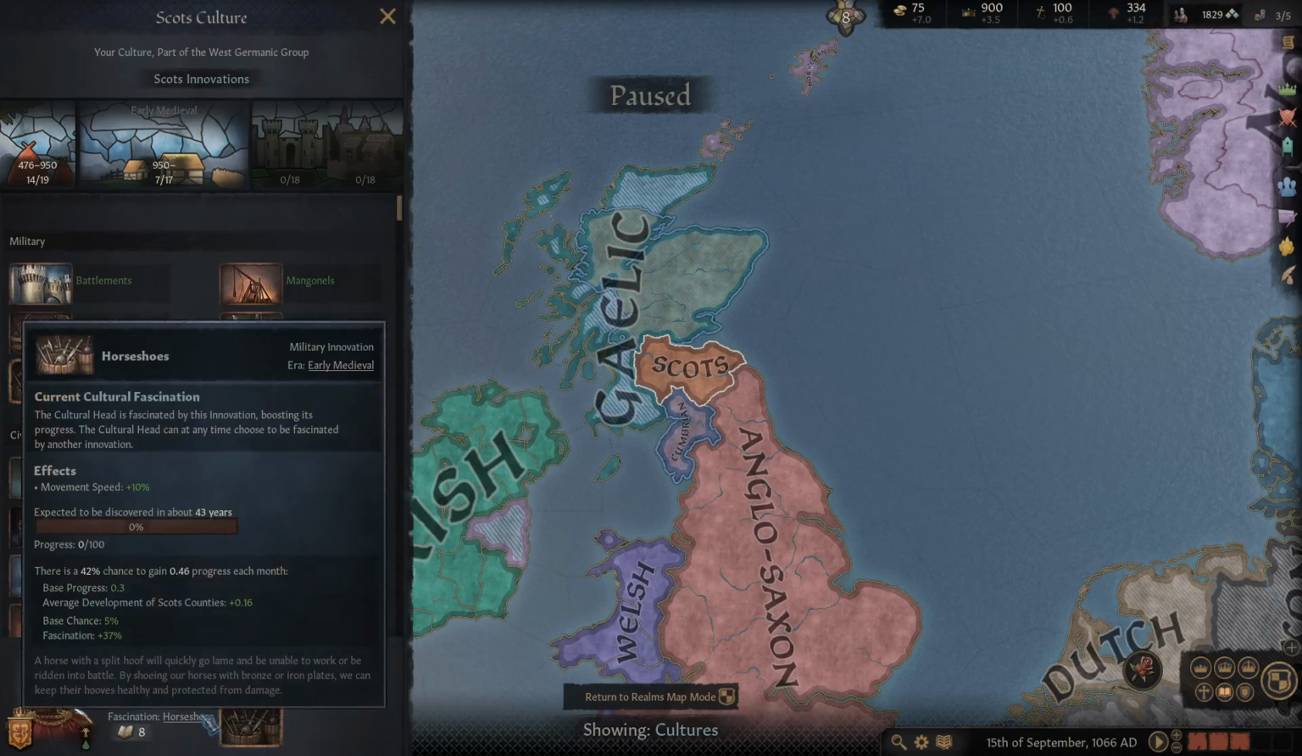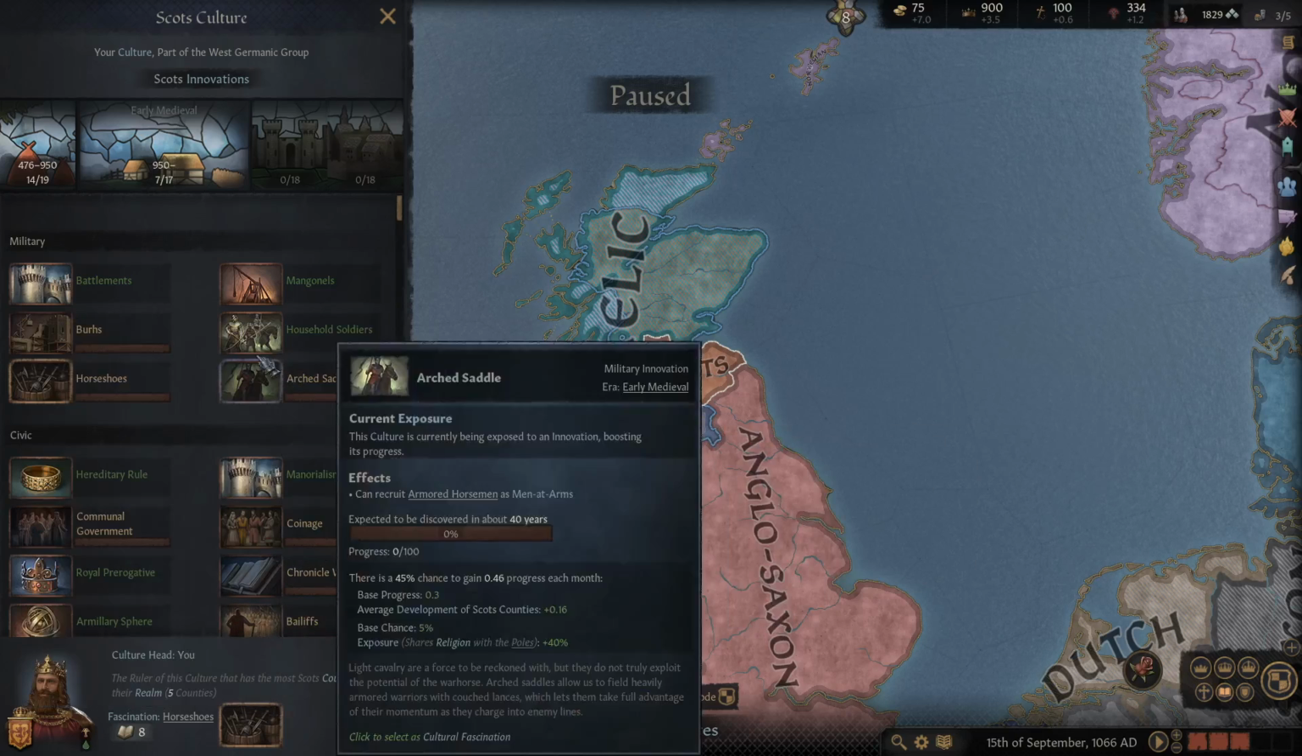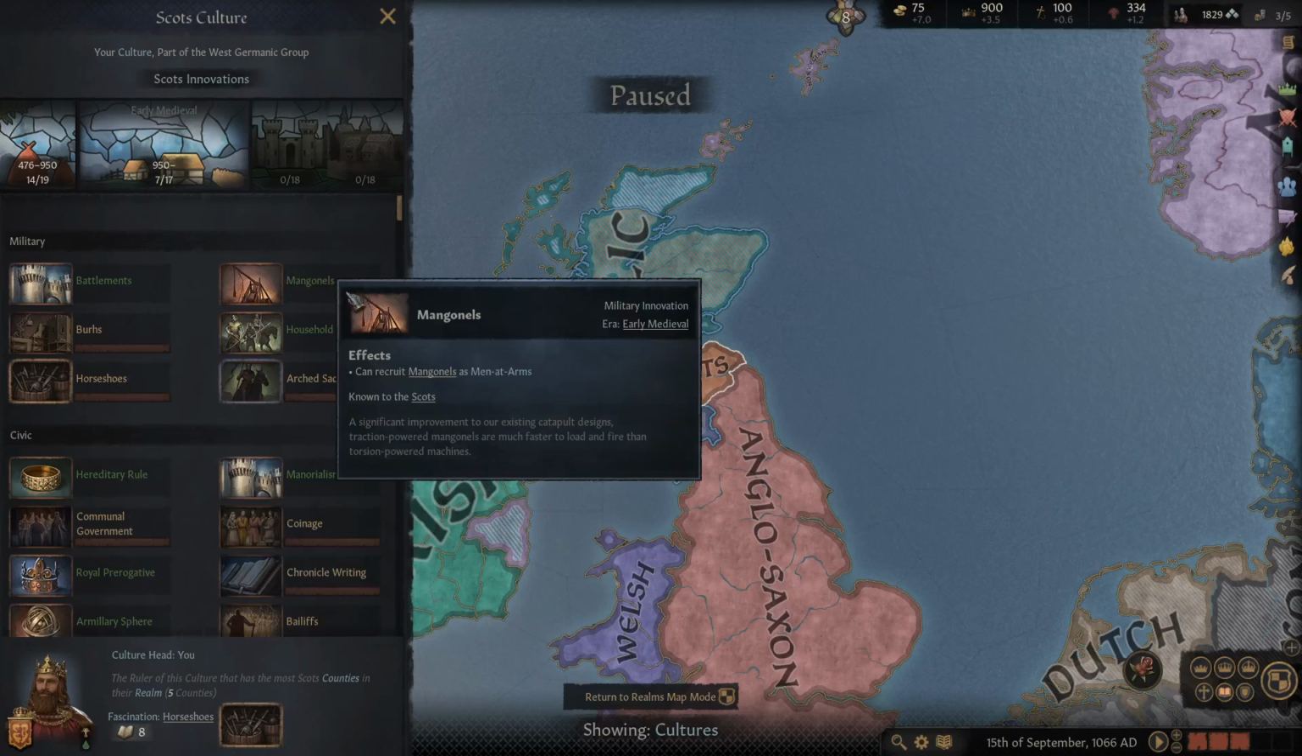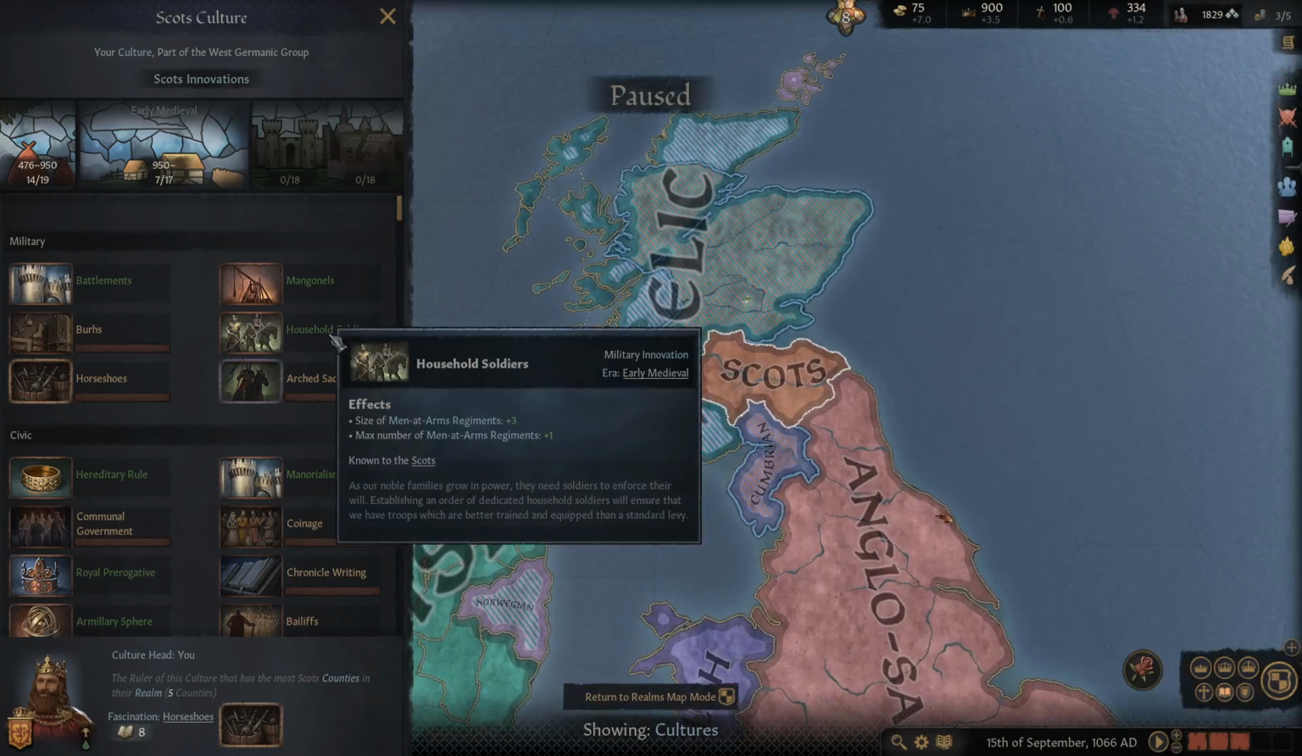Right now, we're really into horseshoes. If we discover horseshoes, our movement speed will go up by 10%. It's going to take about 43 more years for us to discover it, with a 42% chance to gain progress each month. This is due to the average development of our counties, our base chance, our fascination, and the base progress. At the bottom it just explains what a horseshoe is and why it's good. I don't think we actually want to be researching that right now. There's probably some other stuff we could do, because I'm anticipating a lot of war in our future.